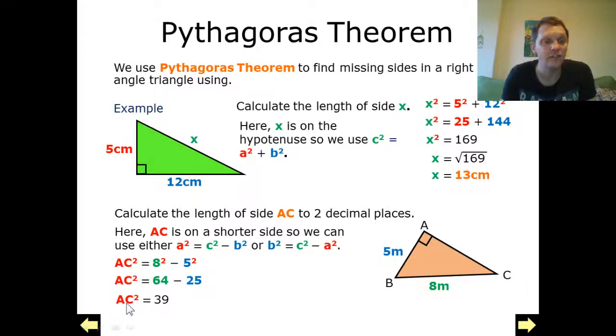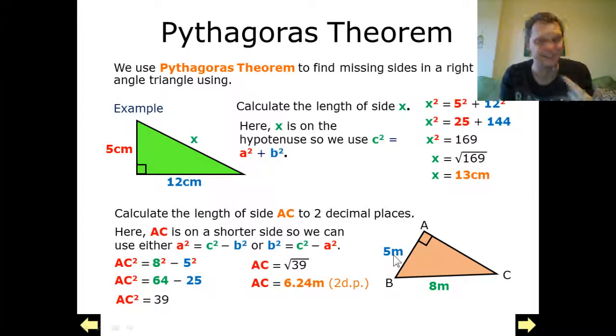Now again, I'm looking for the value of AC, not AC squared, so I'm going to square root both sides. So square root of 39 to 2 decimal points, because that's what was in my example question, is 6.24 meters. Now of course it's in meters because my other sides are in meters, in which case I'm being consistent with my measurements.